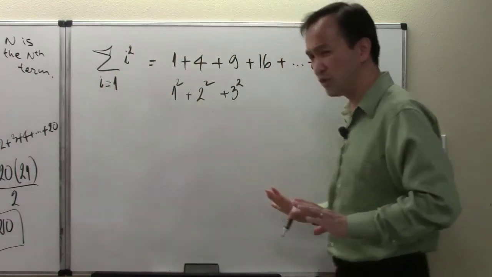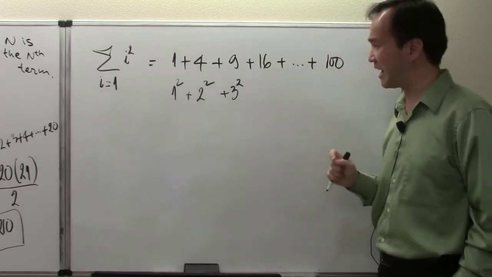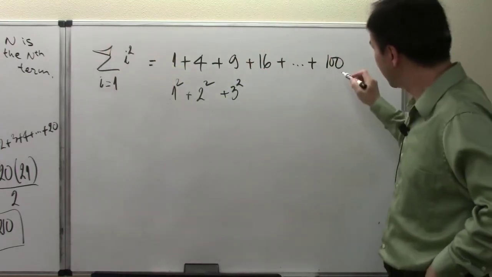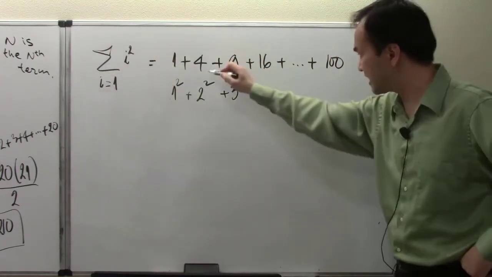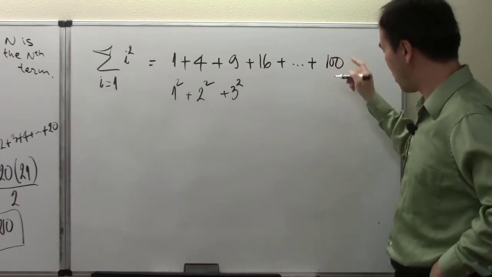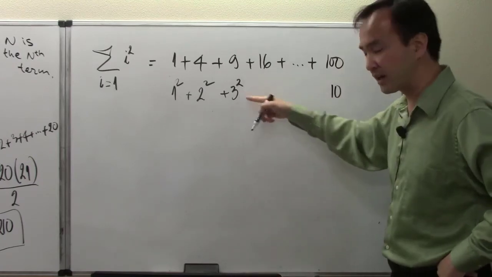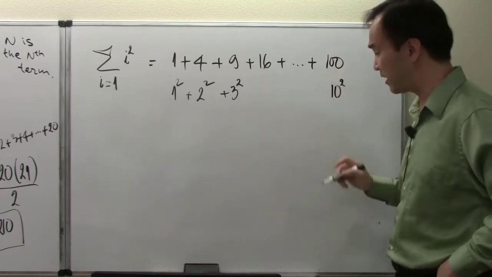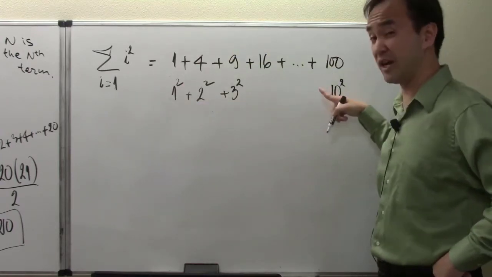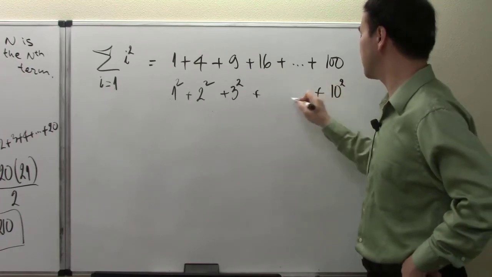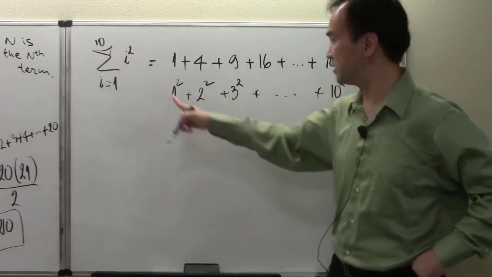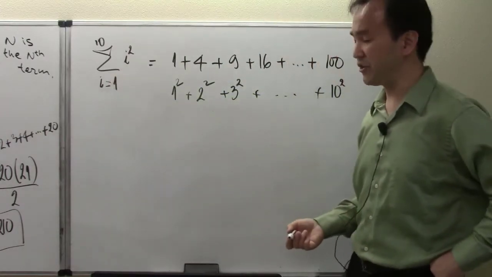But what's the last term here? How many terms do we have? Looking back at this actual sum, the last one is 100, and in the rule we have recognized, that's 10 squared. So it also tells us that in this sum we have a total of 10 terms together. So our ending index here is 10. That's how we come up with the summation notation like that.